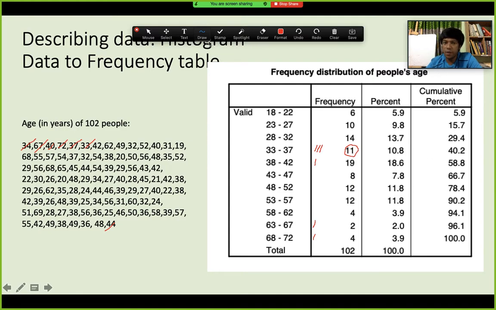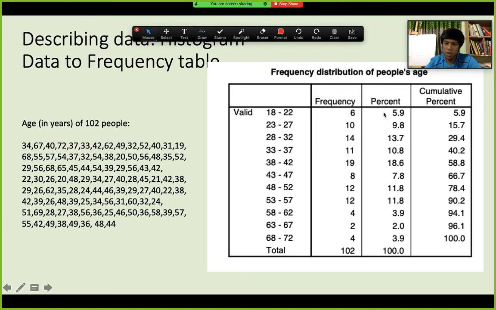And if the question is cumulative frequency, then how can we do it? Cumulative frequency. So first one is 6. Then cumulative frequency means now we have to add 6 plus 10. That is 16. Then the next one will be 16 plus 14, so it will become 30. This way. This is called cumulative frequency. This is cumulative percentage because we have done it from the percent, but we can do it from the cumulative frequency also.